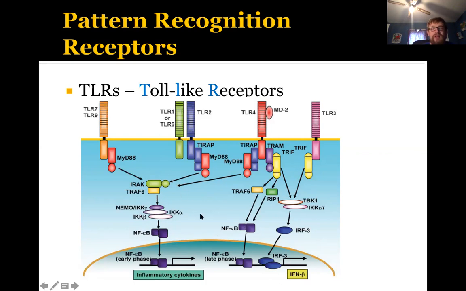What does Professor Daft mean when something is activated? And this kind of shows you what's going on there.